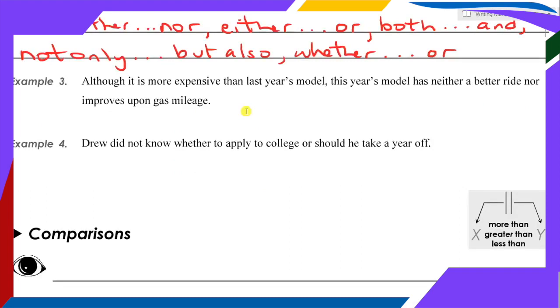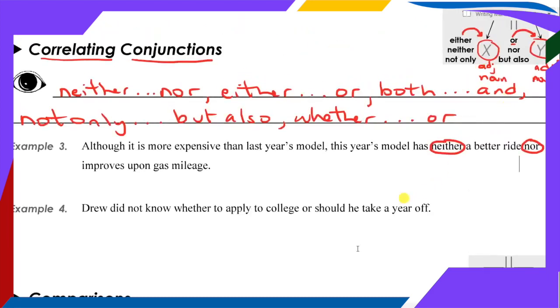In example 3, we have, "Although it is more expensive than last year's model, this year's model has neither a better ride nor improves upon gas mileage." So here's our tip-off clue. We have the neither and the nor. That would be our correlating conjunction pair.